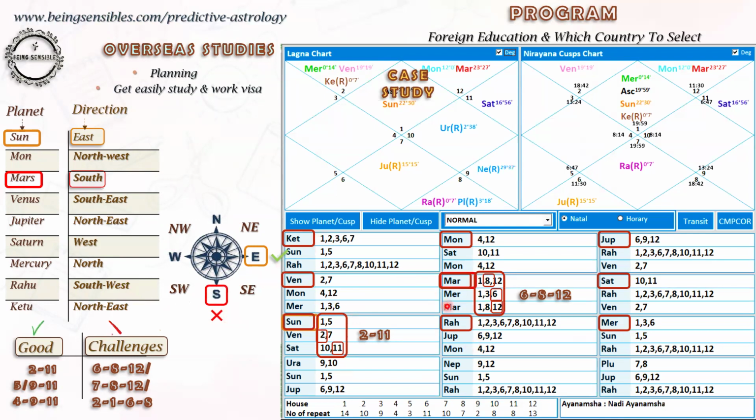So what are the combinations the child has? Moving in a particular direction will always help. Additionally, you get an idea of how to plan for higher studies and easily get a study and work visa with this concept also.